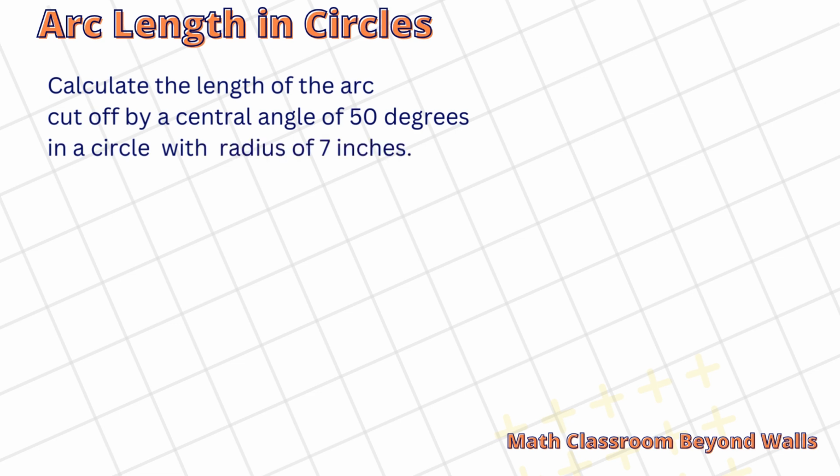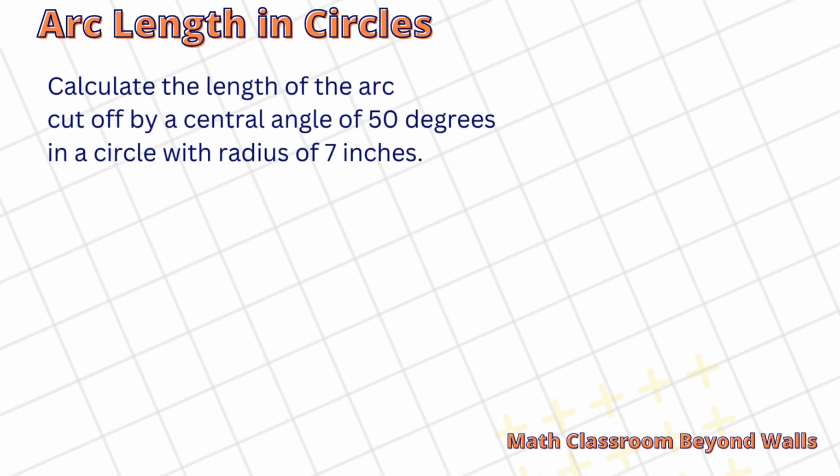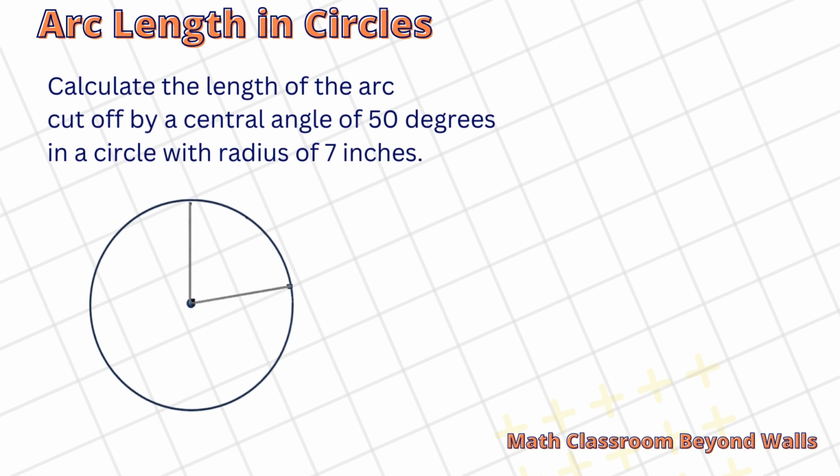Can you visualize the situation after reading the problem? A good practice is to represent the situation through drawing if there is no figure given. Let us try to draw a figure representing the situation. We have a circle with a central angle of 50 degrees and a radius of 7 inches. There you are. We now have the figure.